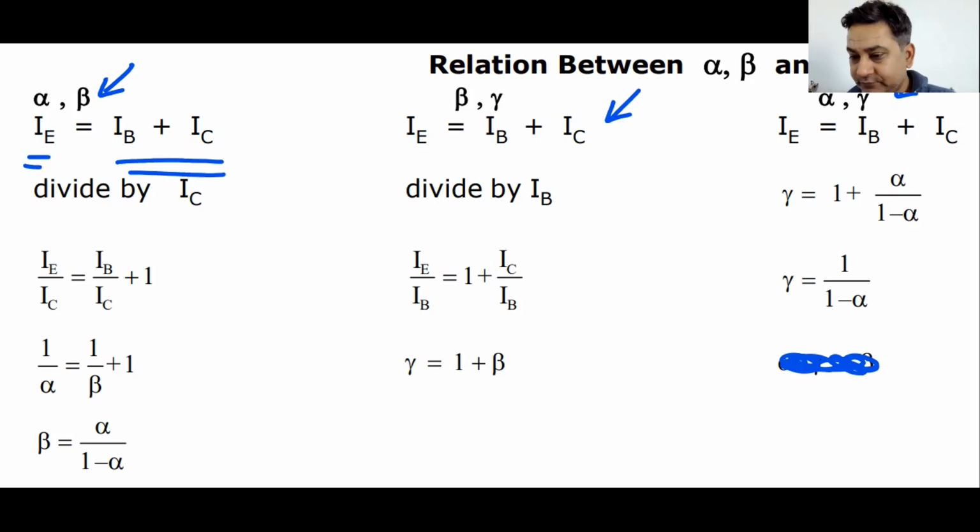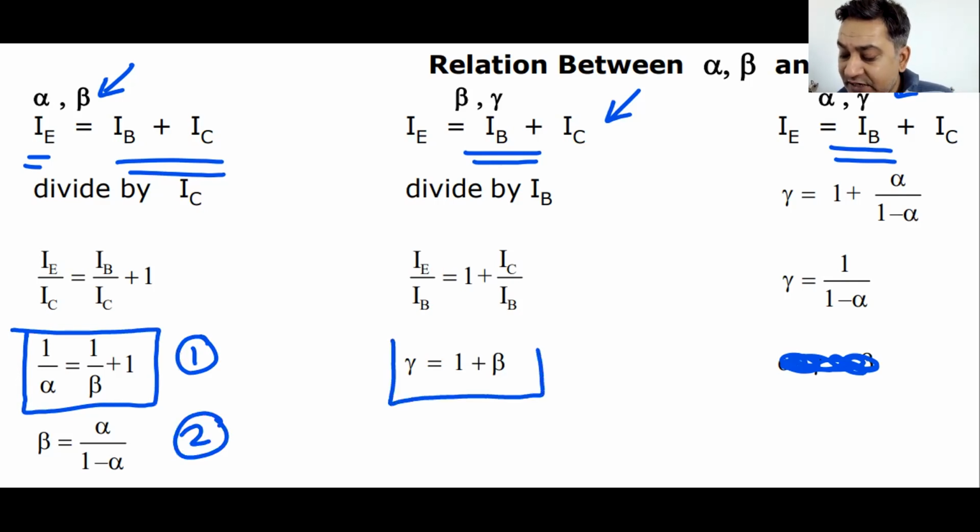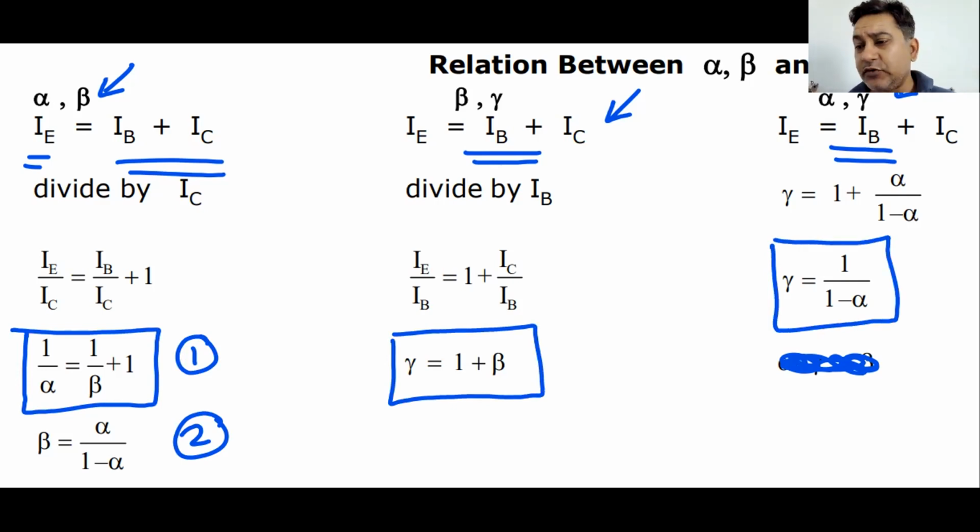Yes or no? Yes, sir. Here also the same thing. Everyone knows this. Then I just put in the values and simplify them. This is the relation between alpha and beta. You can understand it in this form or in this form. This is the relation between beta and gamma. This is the relation between alpha and gamma. You just have to remember these relations.